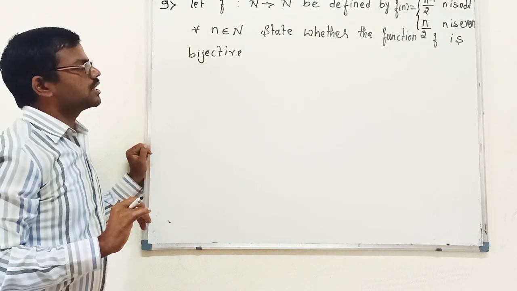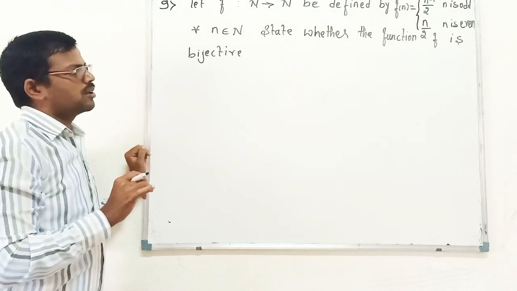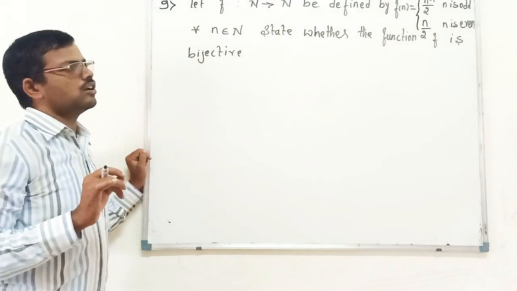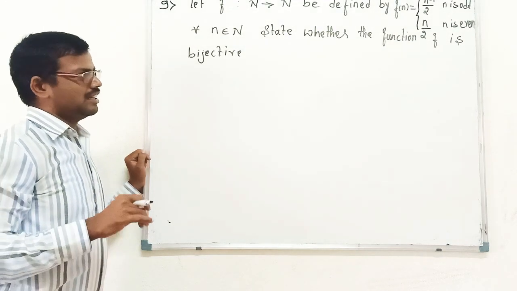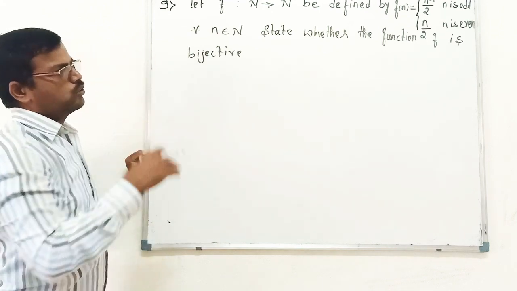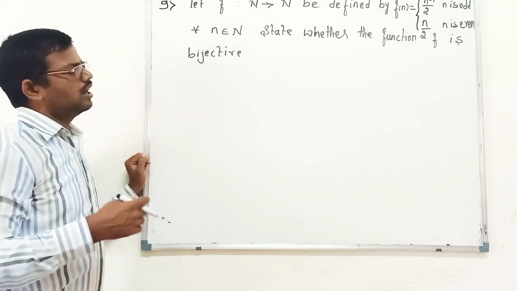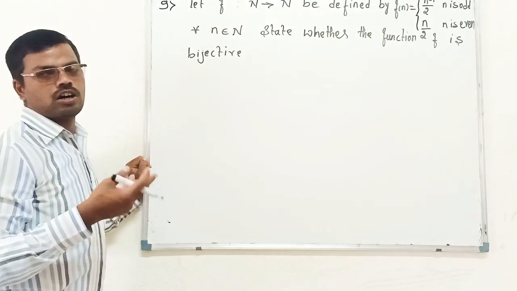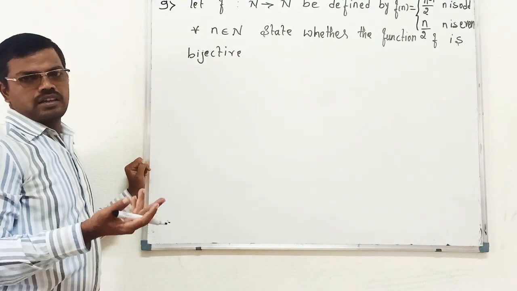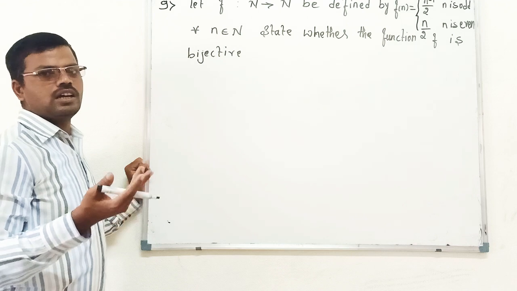To become bijective, it should be both one-one and onto. First we verify whether it is one-one or not. Here they have defined it on the basis of even and odd numbers. The natural numbers include both even and odd numbers. According to that, we use the definition of the function, find their images, and confirm whether it is one-one. Next we come to onto: if the range of the function is equal to the codomain, then it is automatically an onto function.